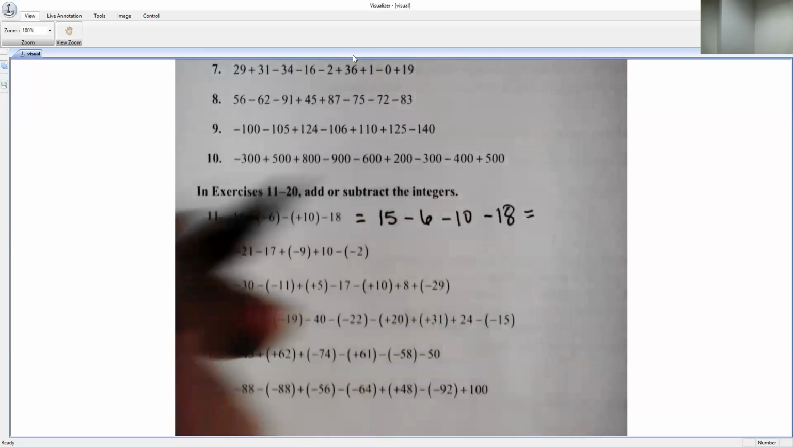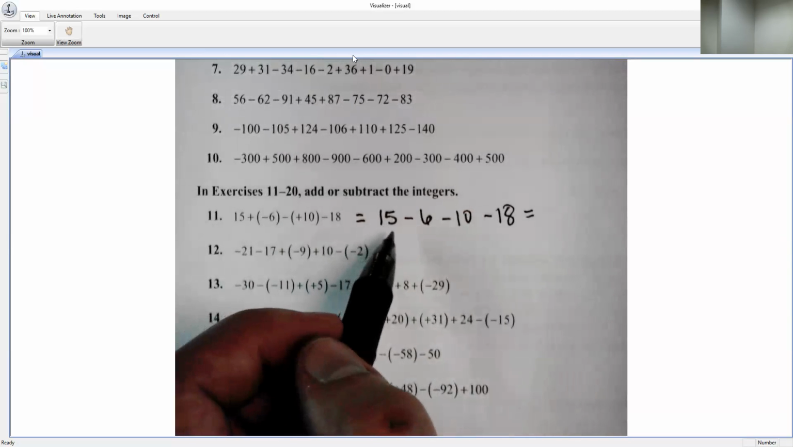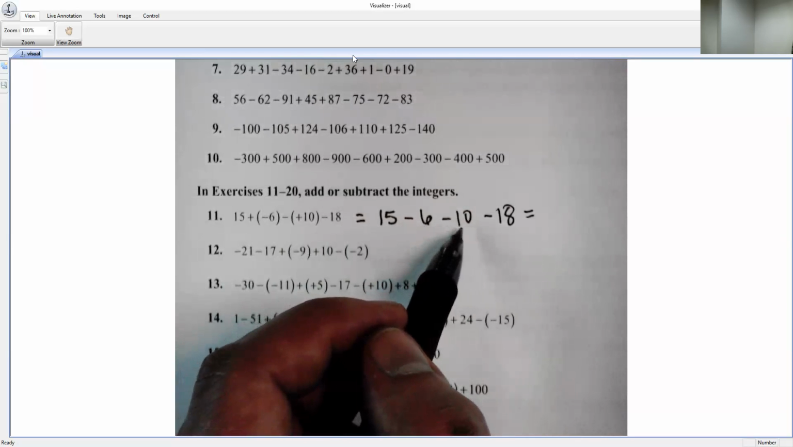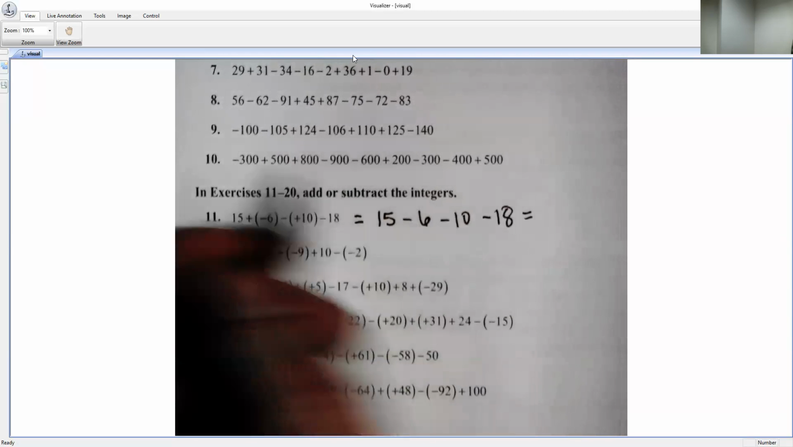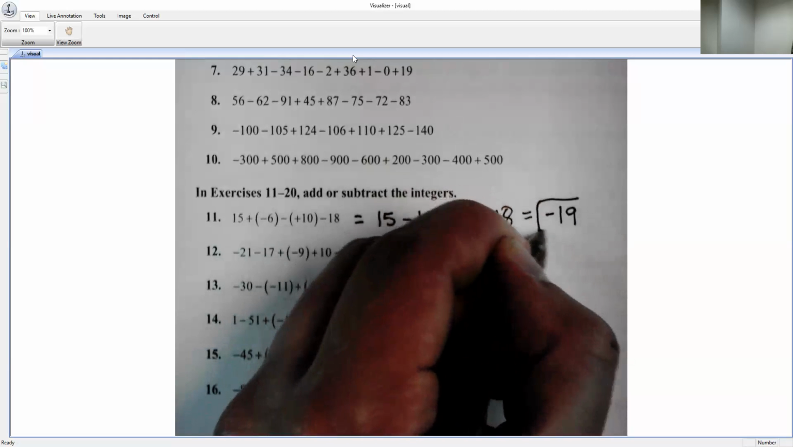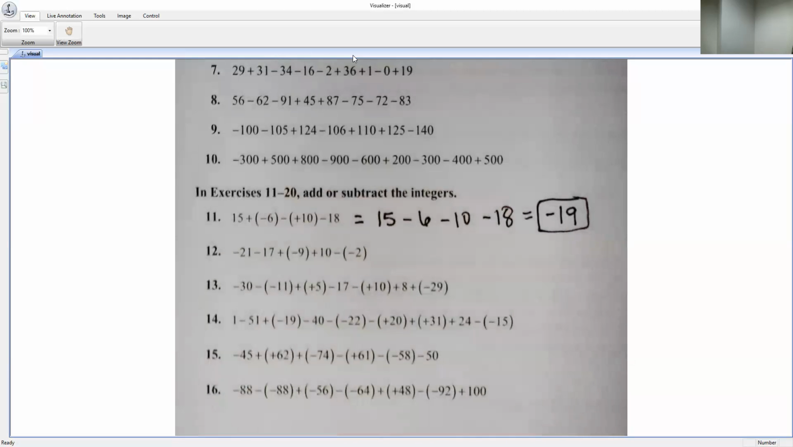Okay. So going through this, let's see what we get. We have 15 minus 6, that would be 9. Then 9 minus 10, that would be negative 1. And then negative 1 minus 18 would be negative 19. So that would be our final result.